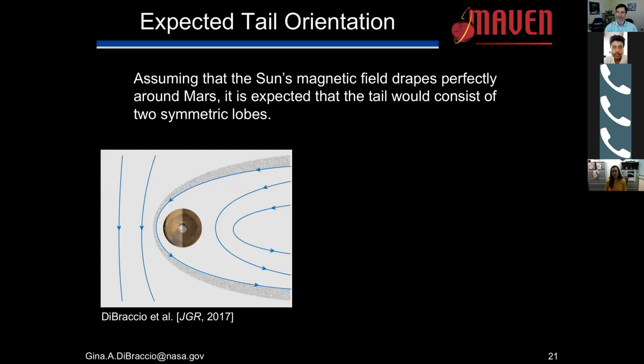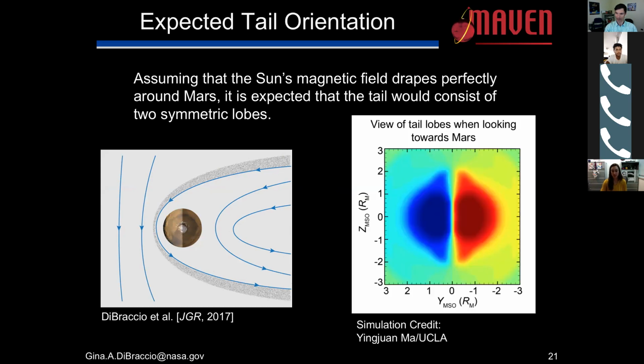Okay, so what do we expect for the tail orientation? We went into this a little bit, but if we assume that the sun's magnetic field will perfectly drape around Mars, we expect that the tail would consist of two symmetric lobes. And so again, we have these blue field lines. This would be the sun's magnetic field that comes and just drapes around the planet and eventually forms this tail. So remember I said there were two lobes. Here's one lobe where the magnetic field arrows are pointed towards the planet. And then there's a second lobe where the magnetic field arrows are pointed away from the planet. So we expect in this situation that these lobes would be nice and symmetric. So we run a simulation to show what that would look like, and this is what we get.